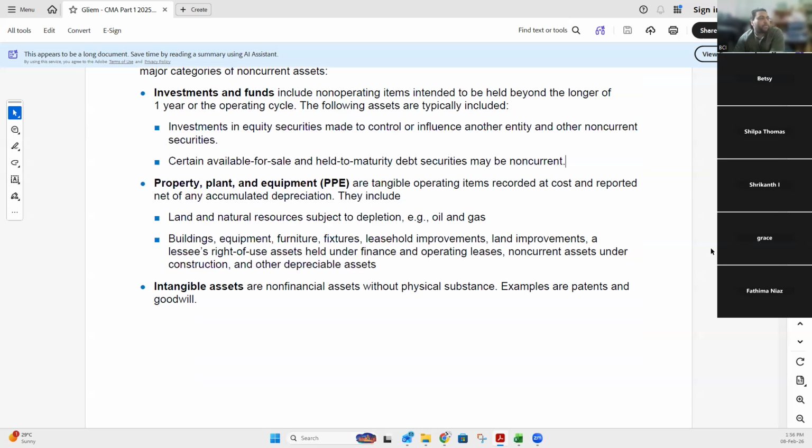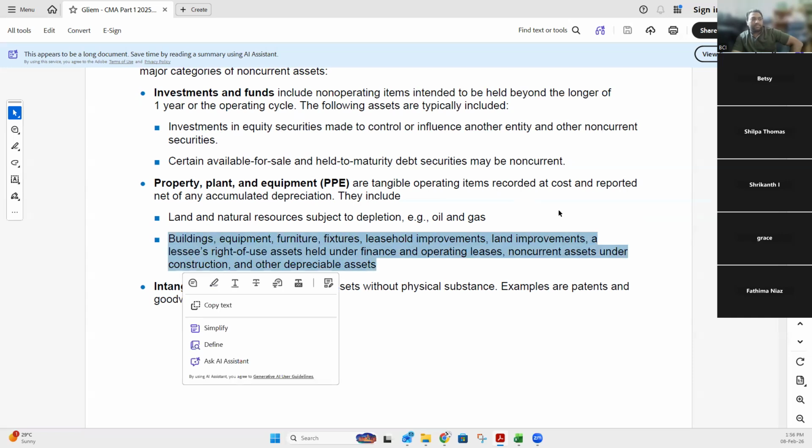Then plant, property, and equipment (PPE) are tangible operating items recorded at cost and reported net of any accumulated depreciation. They include land and natural resources subject to depletion, for example oil and gas reserves, then buildings, equipment, furniture, fixtures, leasehold improvements, land improvements, lessee's right to use of asset held under finance or operating lease, non-current assets under construction, and other depreciable assets. These are all non-current assets. Clear?